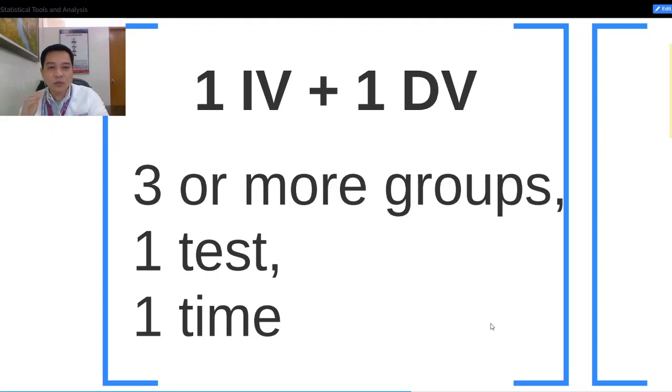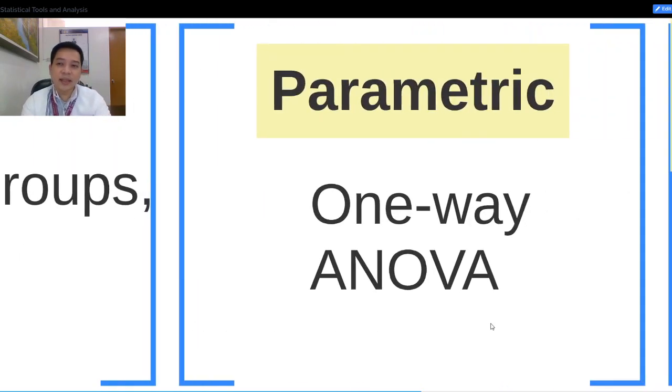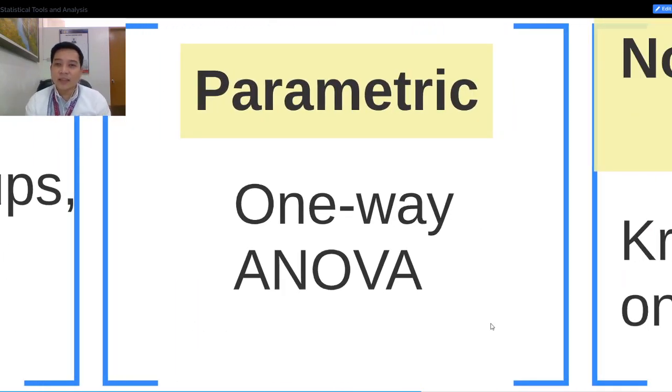Three groups, or three or more groups, one test, one time. If your data is numerical, then again, as I have said, if you have three or more groups or data sets being compared, you'll be using ANOVA, or the analysis of variance. But in this case, this is not unlike the previous ANOVA that we had, which is the repeated measures ANOVA. This ANOVA is called one-factor ANOVA, or commonly known also as one-way ANOVA.